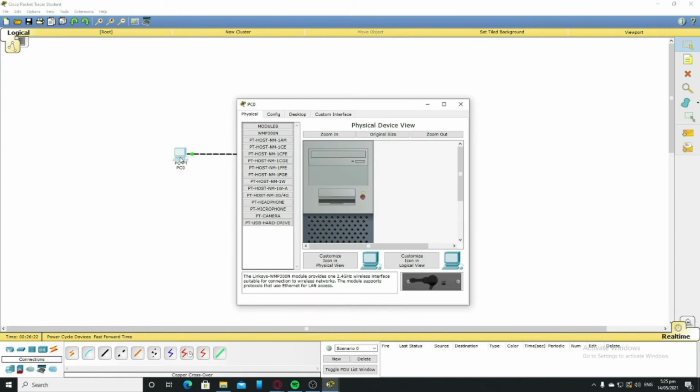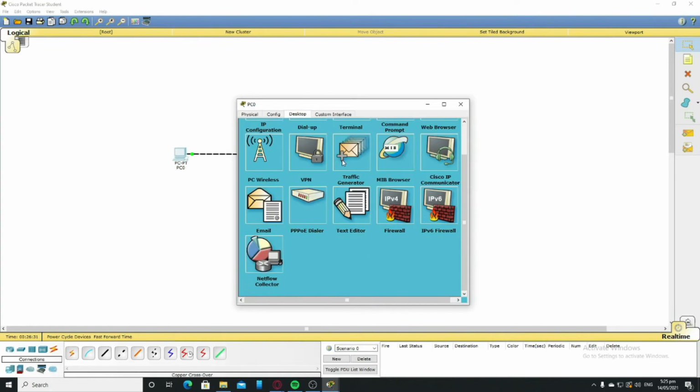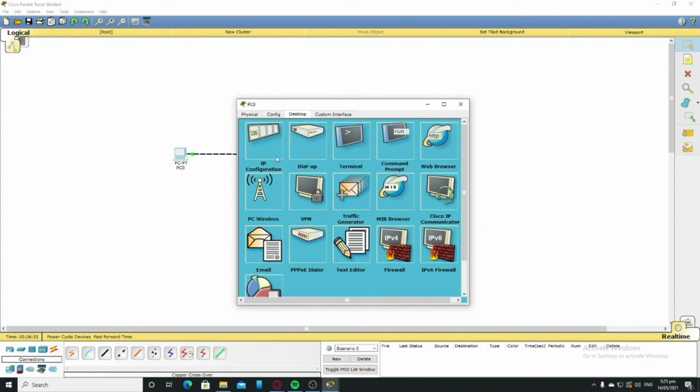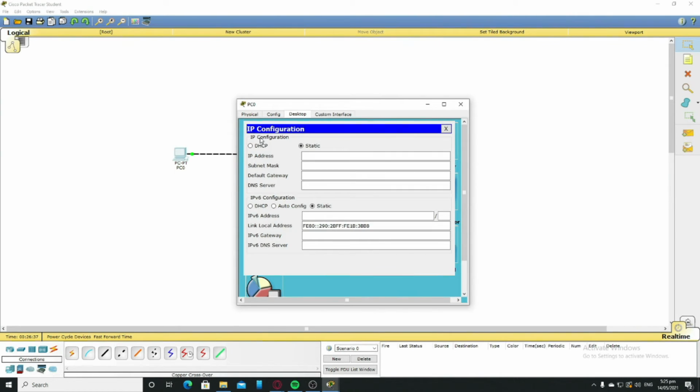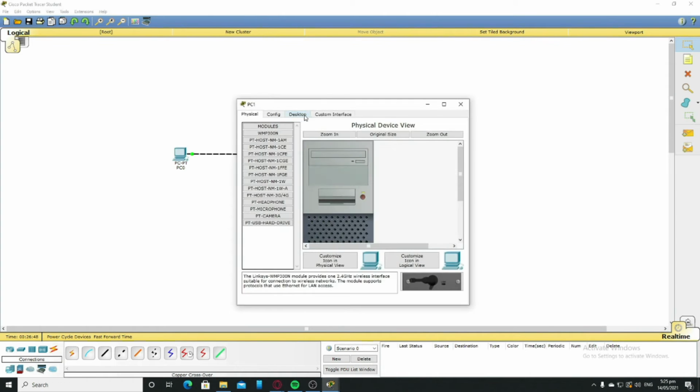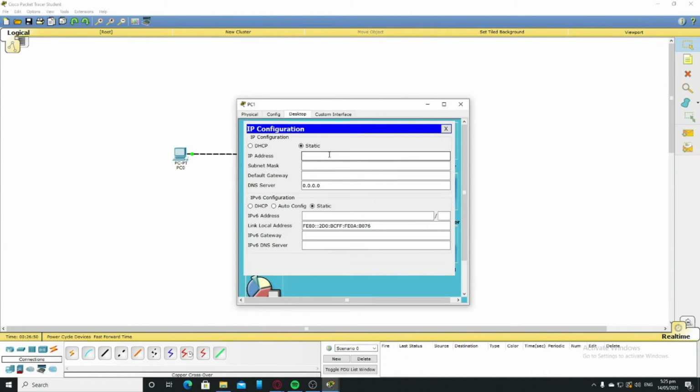If you click our computer here, you can see how your system unit looks. Then we go to desktop, where you can see some of its parts like IP configuration and others. Let's try putting an IP address in this computer. Let's say I want to make it 10.10.10.1. And in our other computer, let's make it 10.10.10.2.